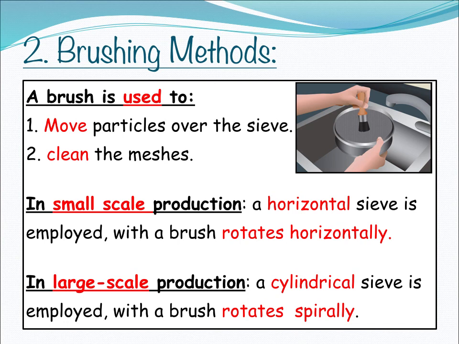On a small scale, we have the normal sieve, and the brush moves in a circular motion, or rotates horizontally inside the sieve. In the case of large scale, if we have 10 kilograms, we cannot use a very big sieve in terms of diameter, but we can use a cylindrical sieve, a very deep sieve. So in this case, the brush cannot move only horizontally. It should move in a circular motion, but at the same time, it should move up and down.